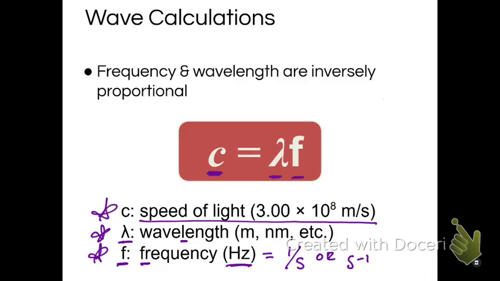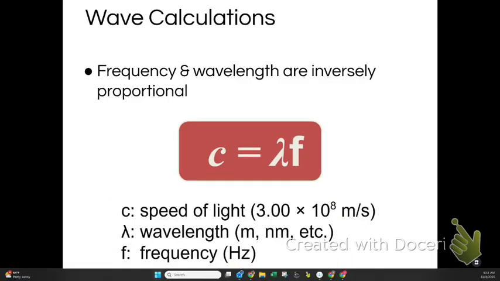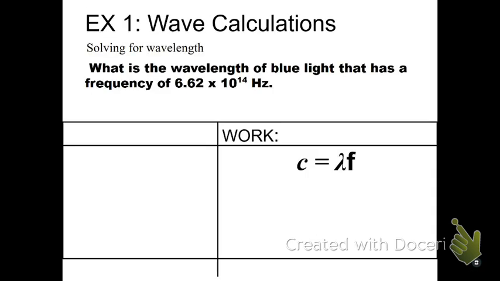Okay, so let's do a couple practice problems, shall we? I know that's what everyone wants to do. So we're going to do one example where we're solving for wavelength and one example where we're solving for frequency, okay? So, example number 1, what is the wavelength of blue light that has a frequency of 6.62 times 10 to the 14 hertz? So first thing we always do is write our equation that we're working with, right? Then we're going to write out our givens.